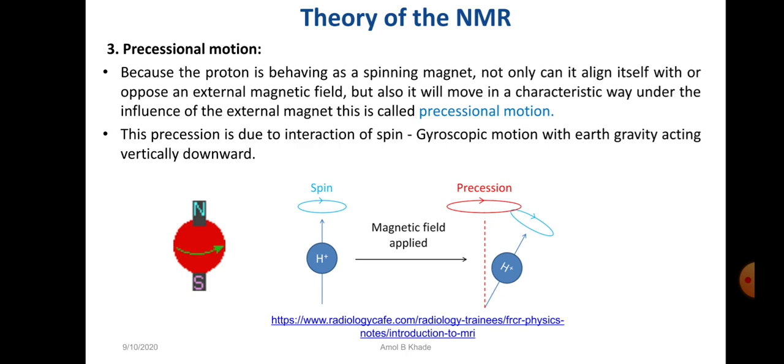So that is slightly different from gyroscopic motion. The precessional motion orbit is a little bit larger compared to the gyroscopic motion. This is exactly how precessional motion can be understood with this animated figure. You can see earlier it was moving exactly around its axis, and that was gyroscopic motion. But under the influence of an external magnetic field, it has changed its spin movement from gyroscopic to precessional.